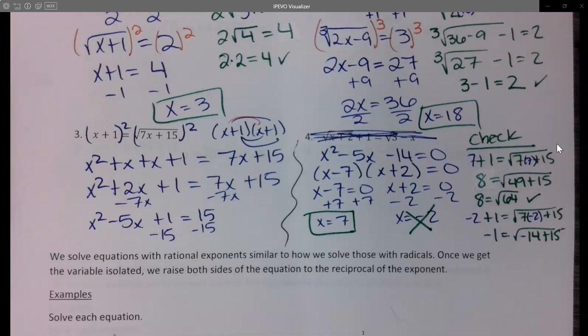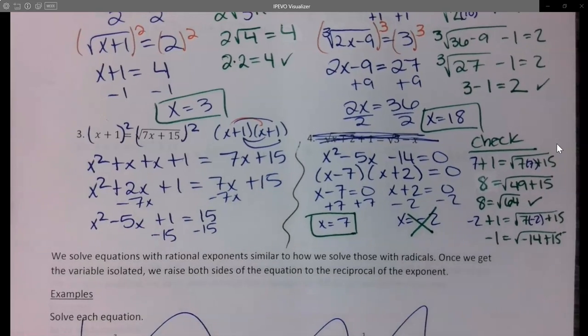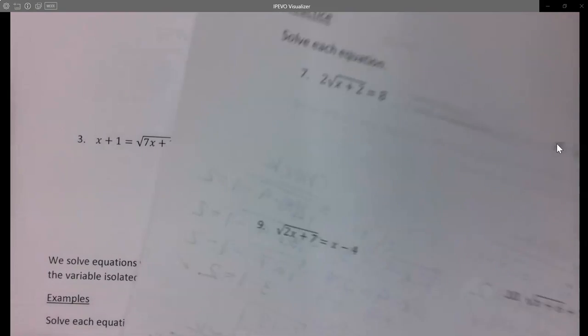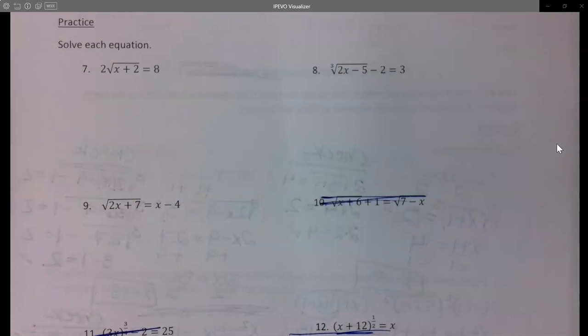Okay. I don't want us to do 5 and 6, so we'll skip those. And then when you work on the back, I only want you to do 7, 8, and 9. So skip 10 and 11, 12.